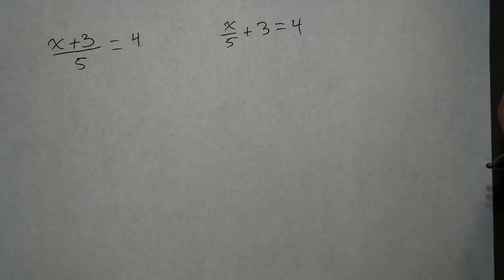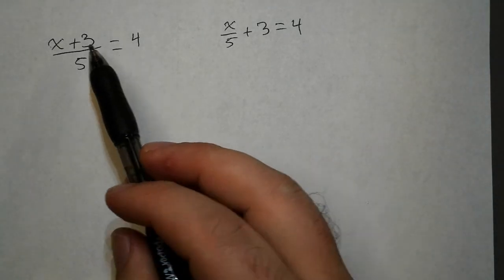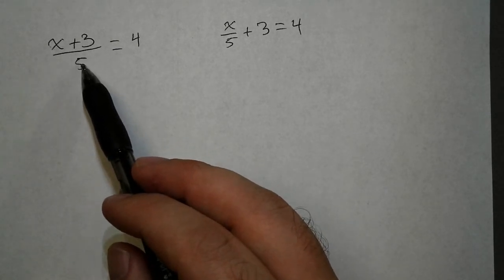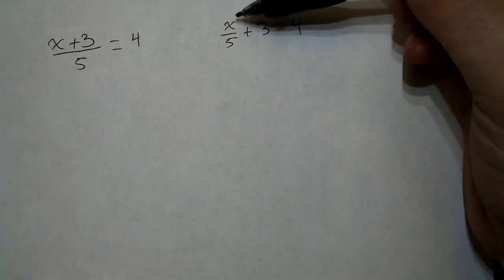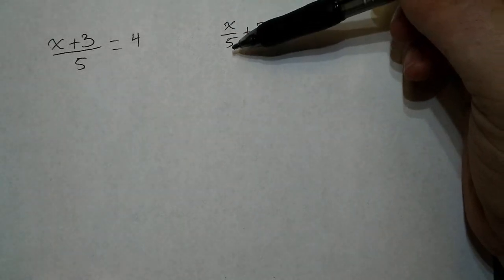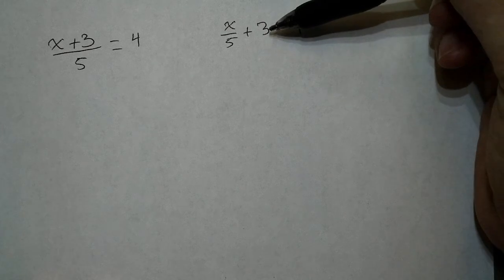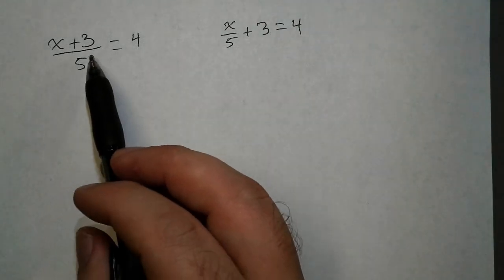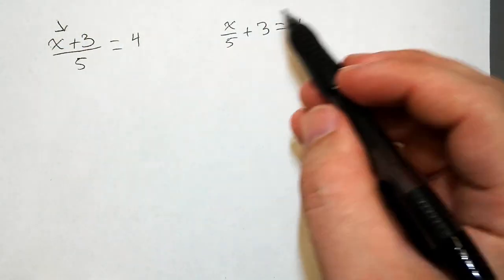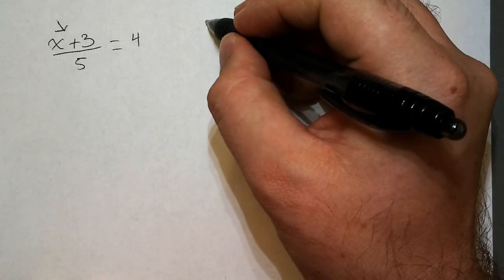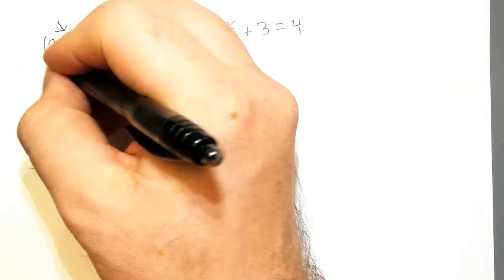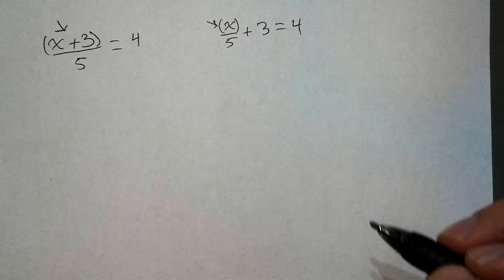Alright, now on the first one, I've got some number x plus 3, all of it divided by 5, and it should equal 4. And on this one, I just have x divided by 5 plus some number 3 equals 4. So the big difference is on this one, they're all being divided by 5, and on this one, only x is being divided by 5. So this one, x plus 3 is divided by 5, and this one, just x is divided by 5.